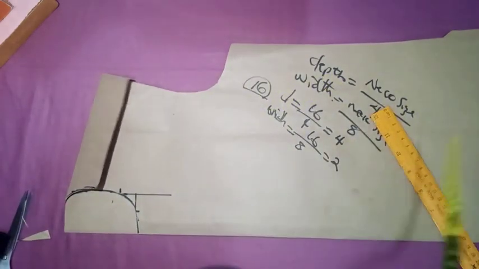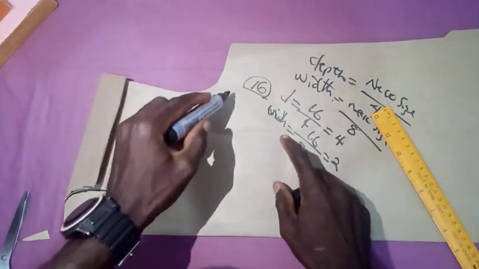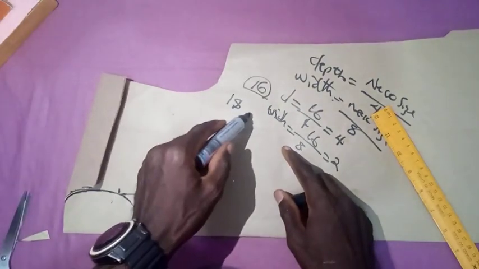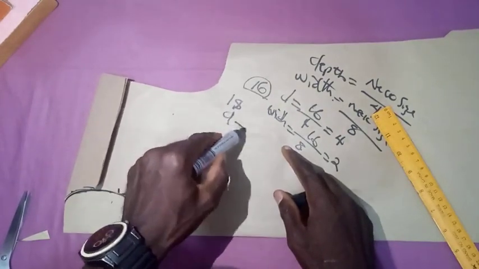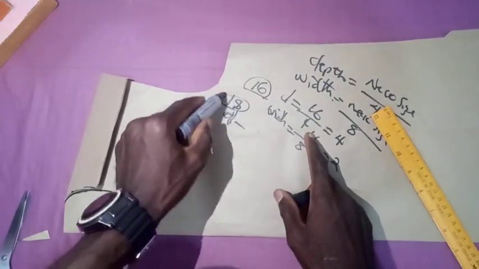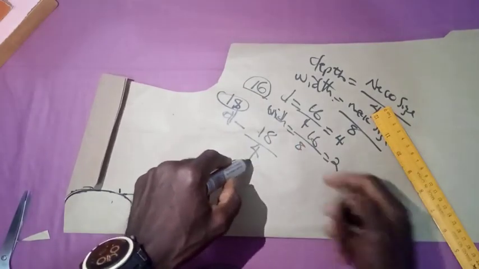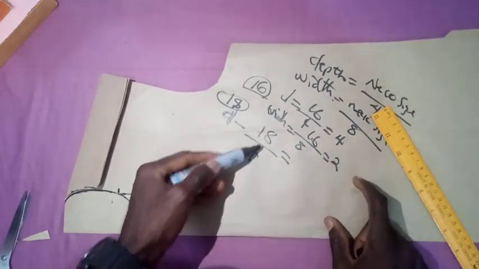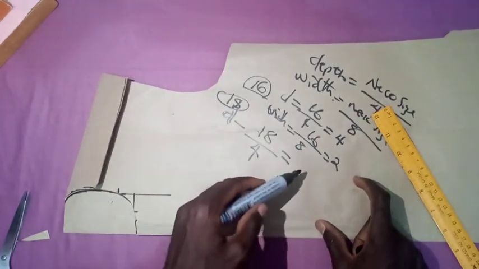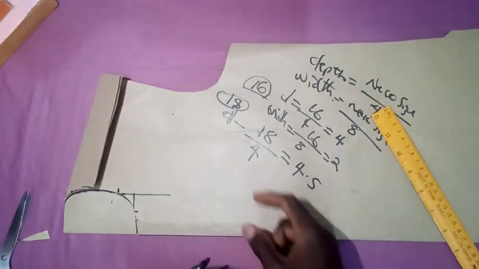So whatever neck size you have, for instance, let's take it that the customer's neck is 18, right? For the depth, you divide the neck size by 4 to get the depth. If you divide 18 by 4, this will be equal to what? 18 by 2 will give you 9. 9 by 2 again will give you 4.5. This will be equal to 4.5. That will be the depth of the neck.